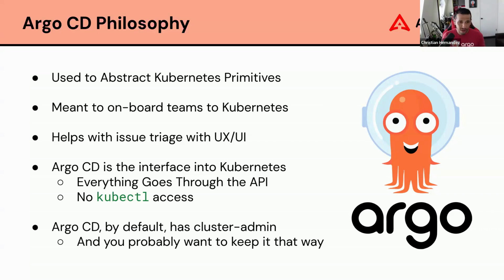And with that, Argo CD by default, and I'll go through this a little deeper, has cluster admin privileges, and you probably want to keep it that way. Like, how are you supposed to manage your Kubernetes infrastructure without being able to access the things, right? And there's obviously secure ways to do that. So I'm not saying no securities, but the idea is that Argo CD has cluster admin, and by default, it works that way as well.